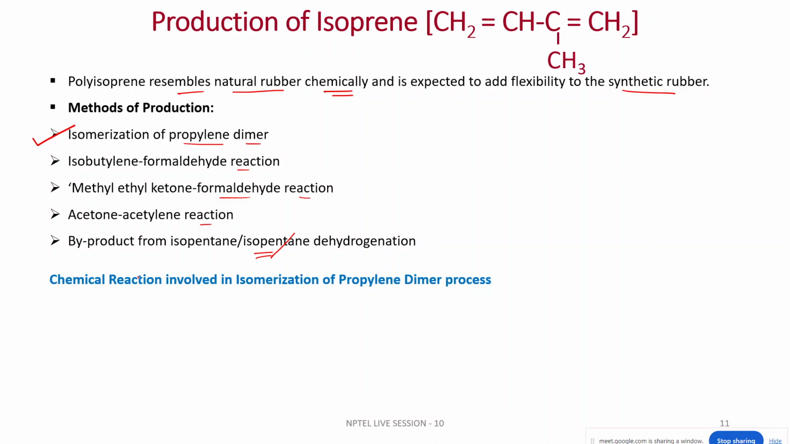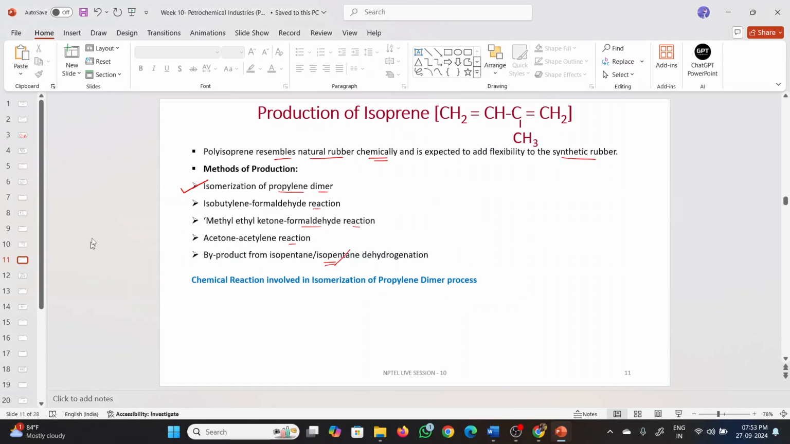So now let's discuss what are the chemical reactions involved in this process. First, the reaction is dimerization. Next one is isomerization. And last one is pyrolysis to produce the isoprene. We will discuss this in a new slide.